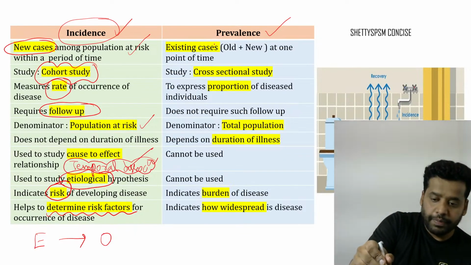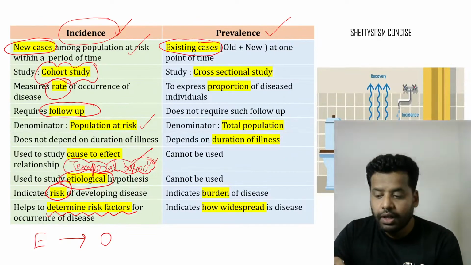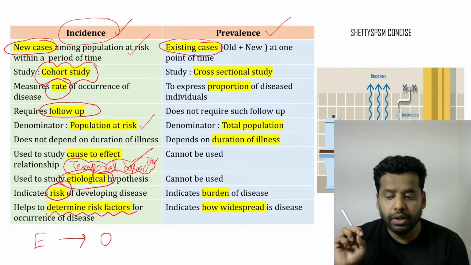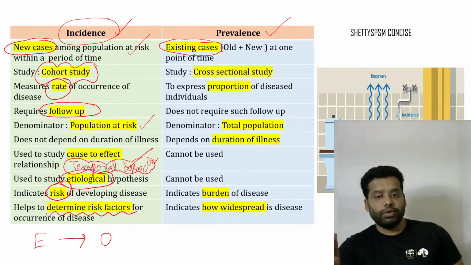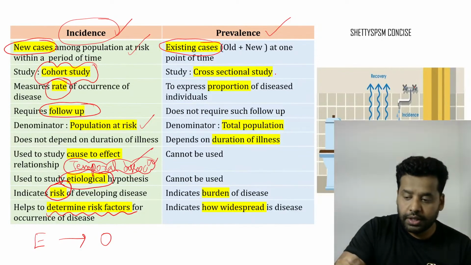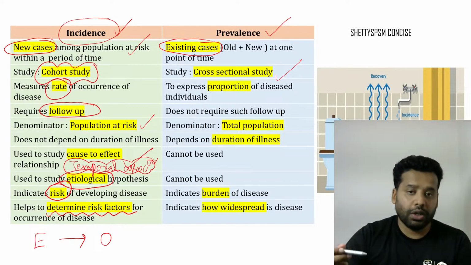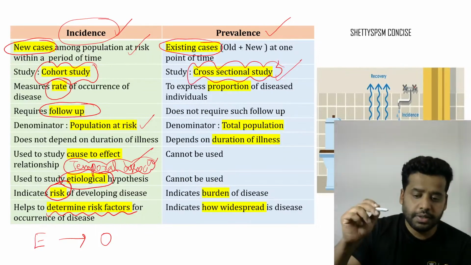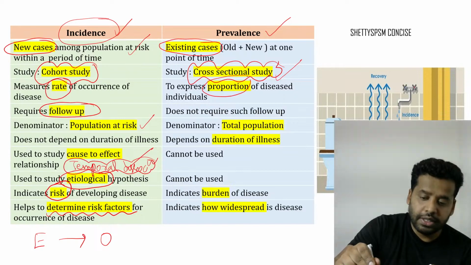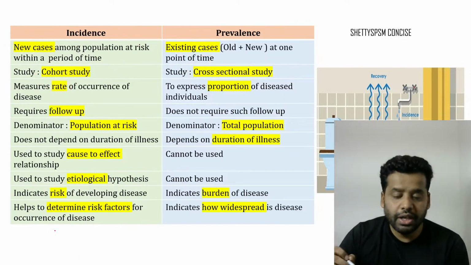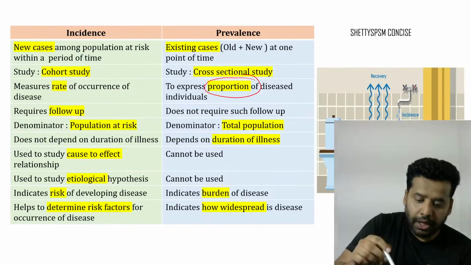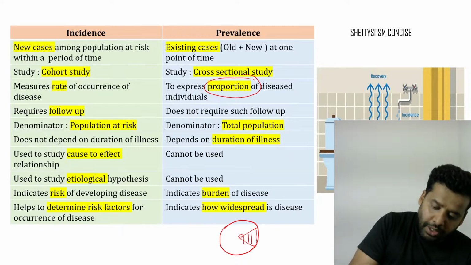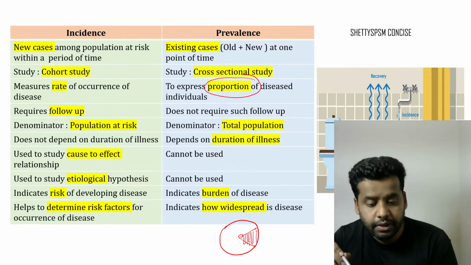Now come to this part. Existing cases. At one point of time, if you are going and doing a study, existing cases at one point of time. If they ask this, existing cases at one point of time is what study? Cross-sectional study. Cross-sectional studies will give what? If they ask this question directly, cross-sectional studies will give prevalence. That is, how many are having disease at one point of time. Like for example, if you go and do a pie chart, at one point of time, how many are having disease? This is cross-sectional study.